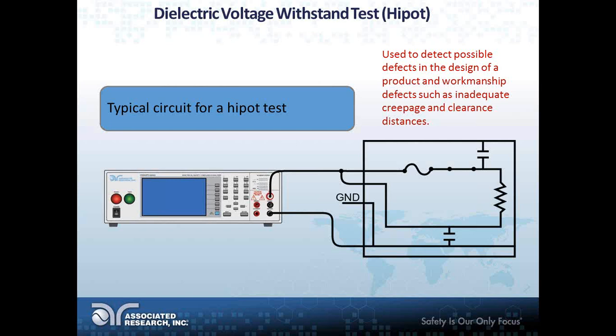This test is also very common because it gives us some information about a product that no other test can give, such as detecting possible defects in the design of the product, and workmanship defects such as inadequate creepage and clearance distances between the current carrying conductors.